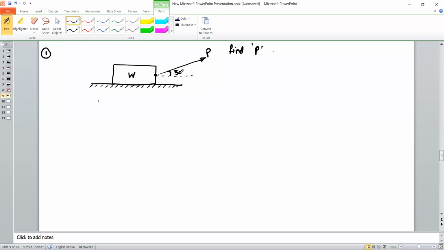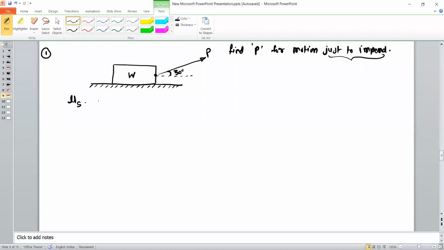So find the force P for motion just to impend. Just to impend means motion will just start once it exceeds the limiting frictional force. Okay, so this is the given condition.